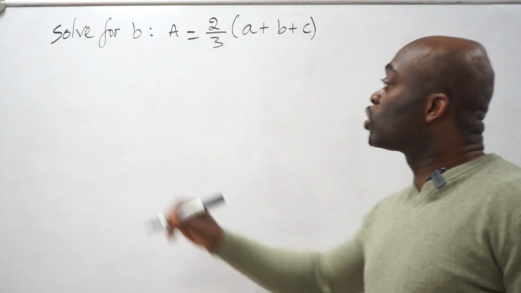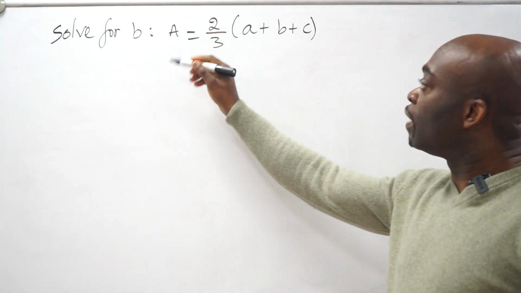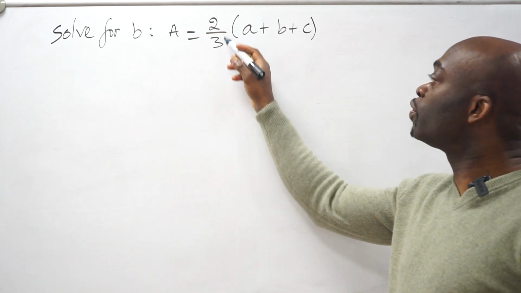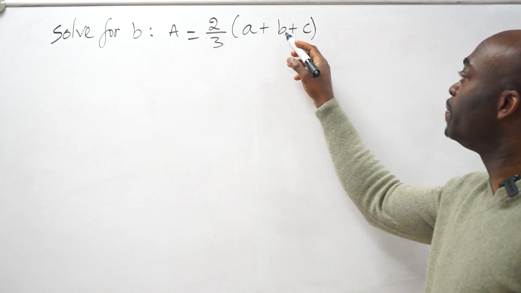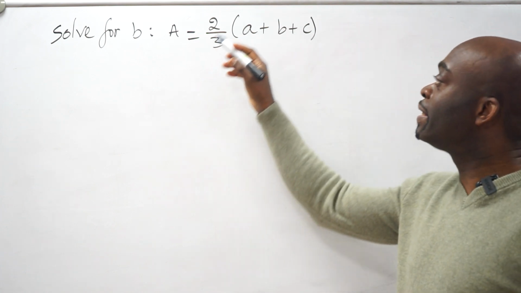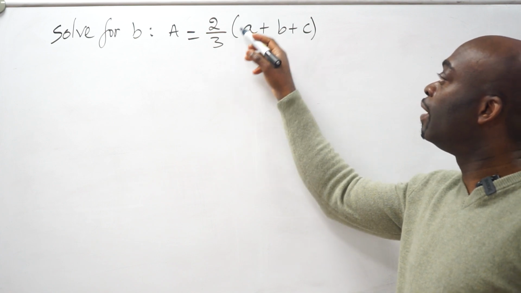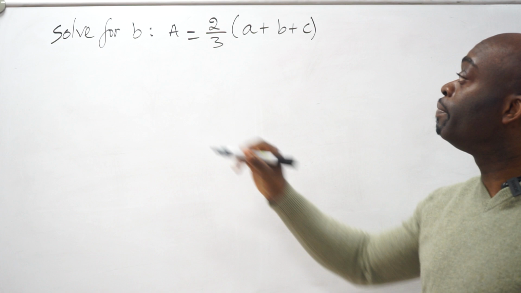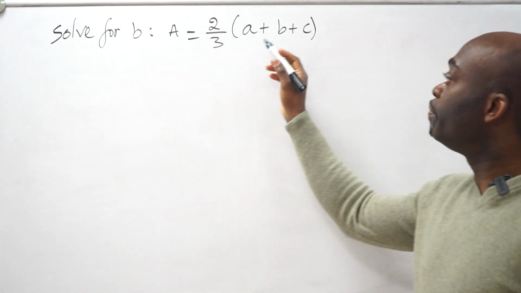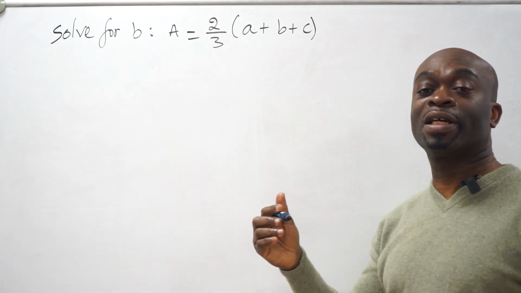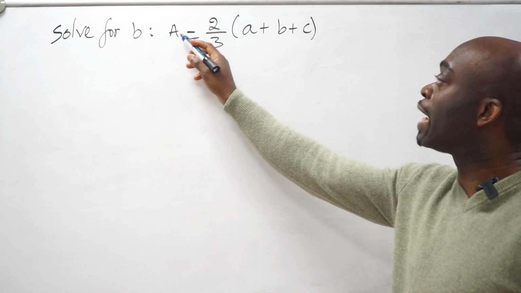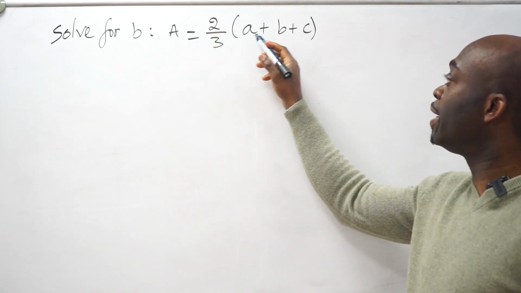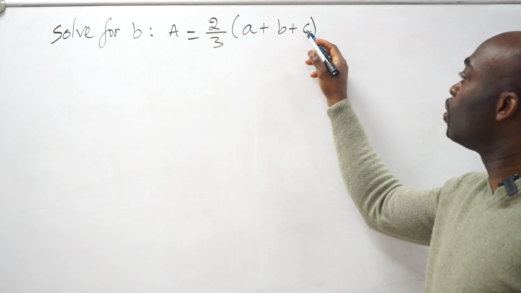All right, so we're solving for b here from this equation. A equals 2/3 times (a plus b plus c). Because remember, anytime you have parentheses like this, where you have a number coefficient in front of it, that means you're multiplying, okay? But what are we solving for? B. But here we have many different kinds of variables. So we have capital A, we have lowercase a, lowercase b, and lowercase c.